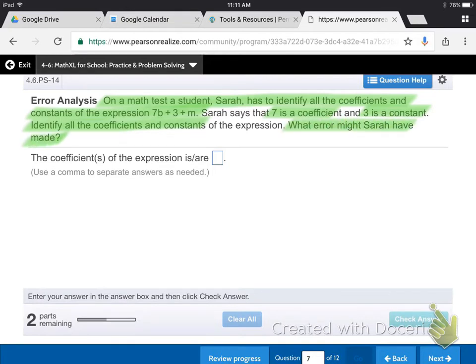have made. All right, well, we remember that if there's a variable like x, that the coefficient would be a multiplier or some number in front of it. So we know 3 would be the coefficient and x would be the variable. So in this expression right here, which one is the coefficient? The coefficient in our expression 7b plus 3 plus m, let me change color here. The coefficient you can see clearly is right there, 7.